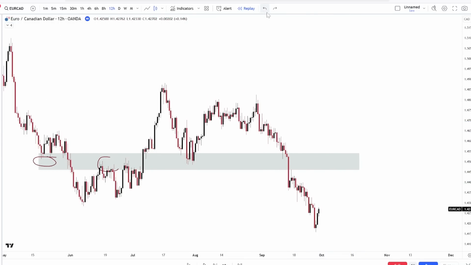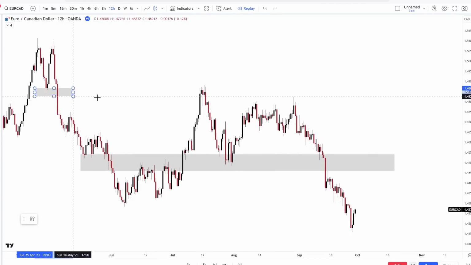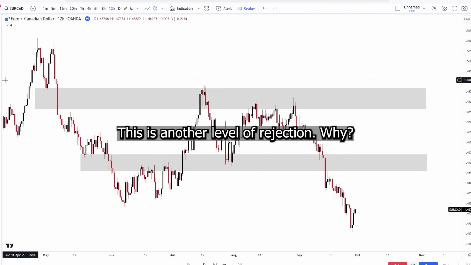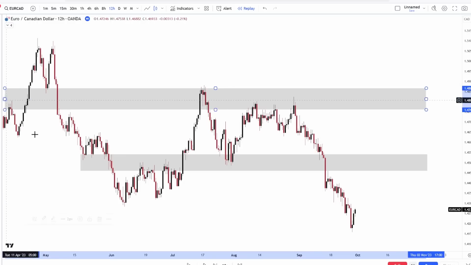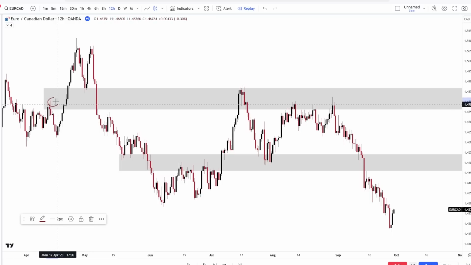So let's look for another one. This is another level of rejection. Why? Because if you stretch it out, what you have here is a rejection here, a rejection here, a rejection here, here, and here. Price failed to get above this level. This would be another rejection zone.